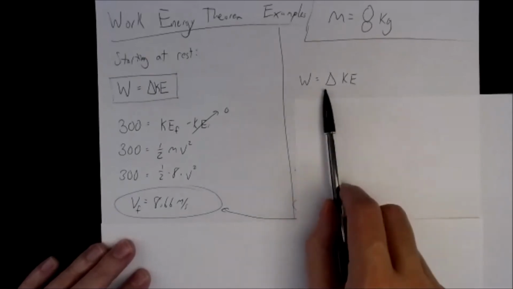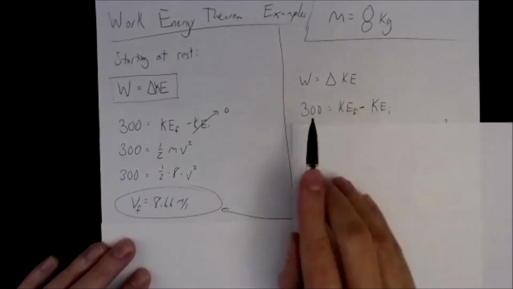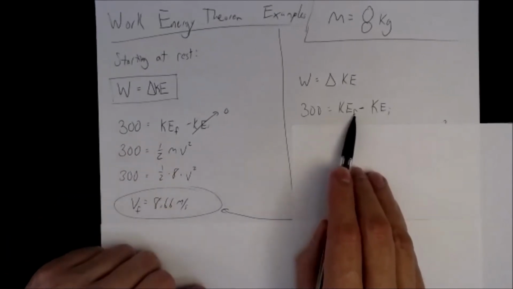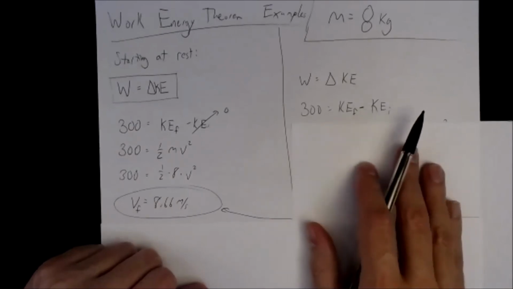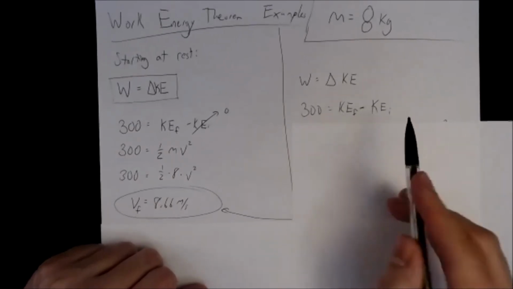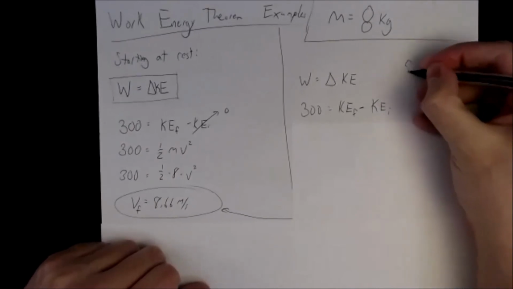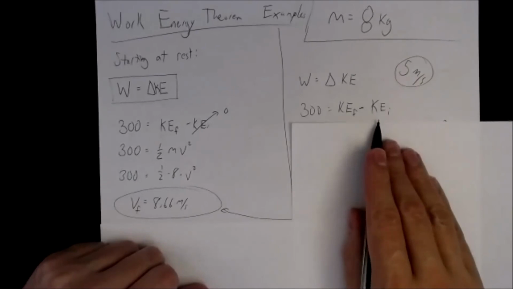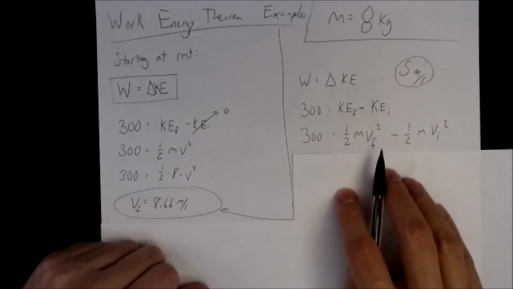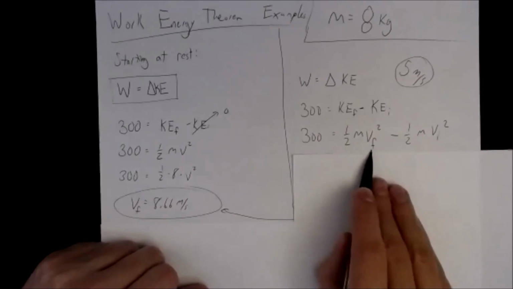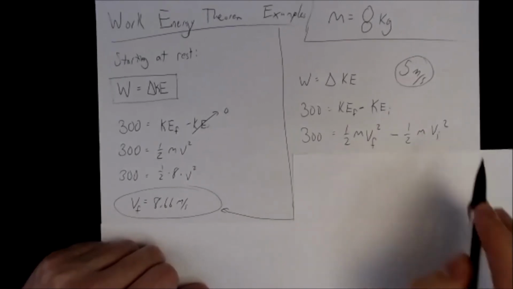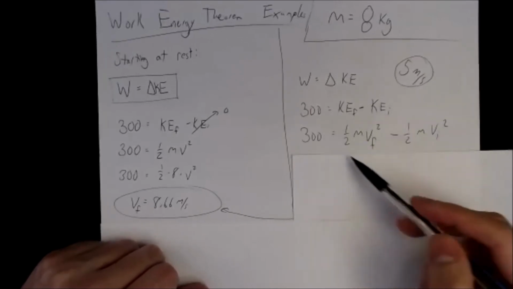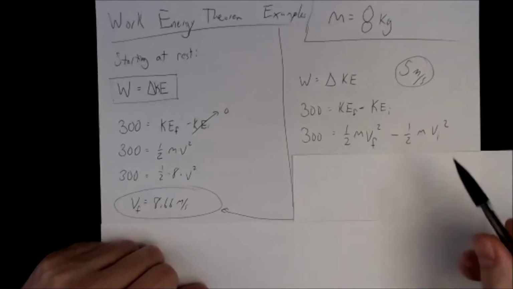The work is equal to the change in kinetic energy. 300 is the work that we did in the very first example. That's equal to the kinetic energy final minus the kinetic energy initial. Kinetic energy initial is not 0 because in this case, we start at 5 meters per second. And so if you're in motion, you have kinetic energy. 300 is equal to 1/2 times the mass times the final velocity squared minus 1/2 times the mass times the initial velocity squared. If you're happy with doing algebra, then you can factor out the 1/2 and the m out of that if you want.